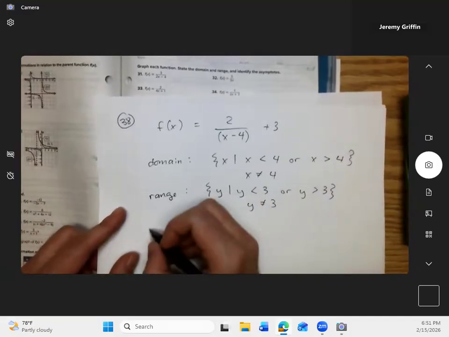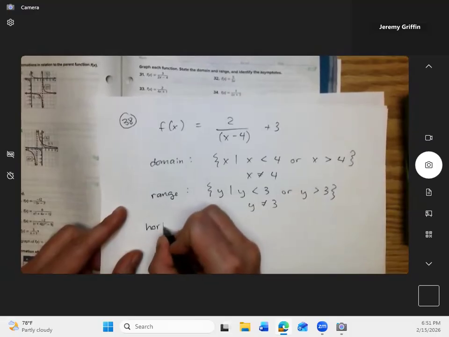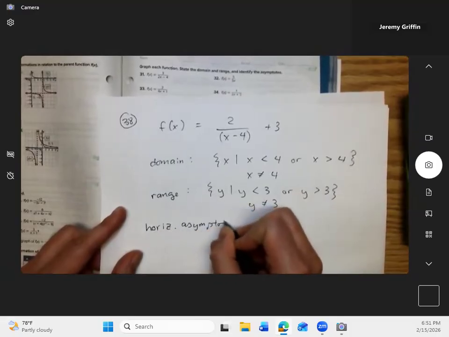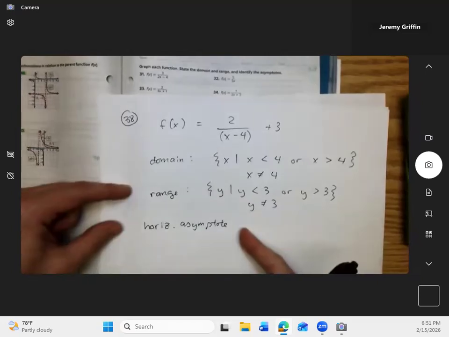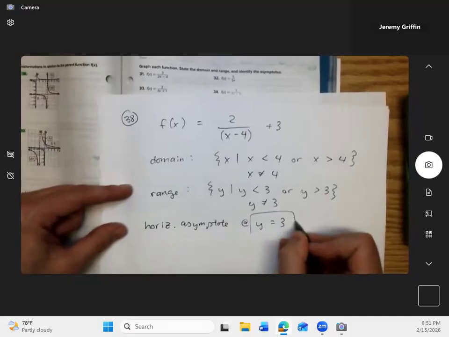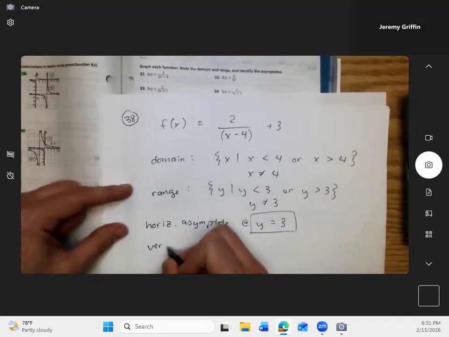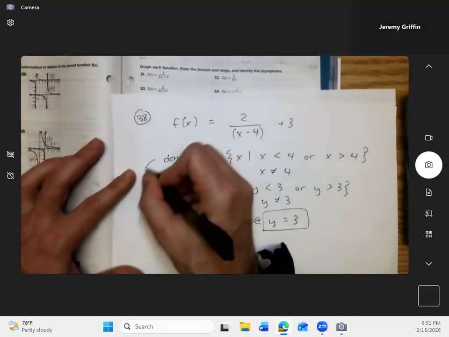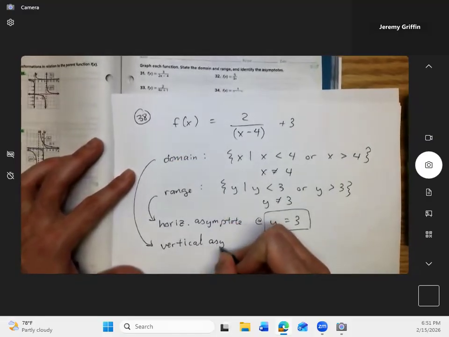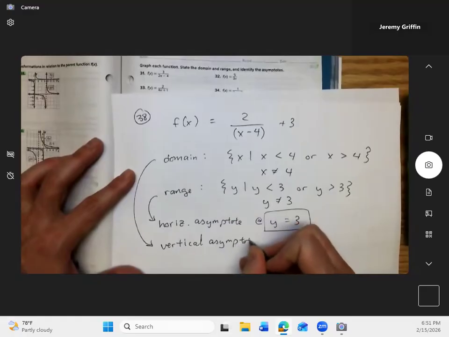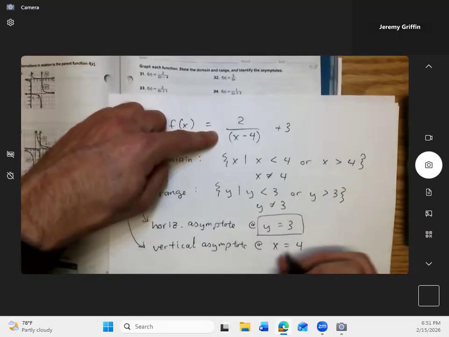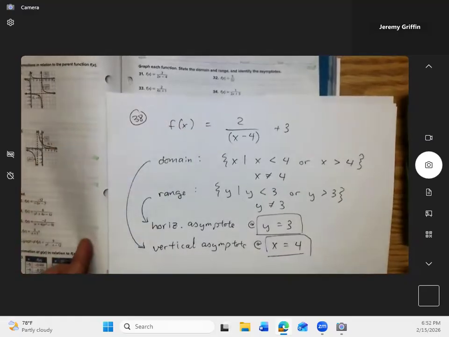And this brings me to asymptotes. So the horizontal asymptote, well, actually that's what I just did, is that y is 3. And the vertical asymptote, actually this one goes with this one, would be at x equals 4, because remember, that's what it's not allowed to equal.